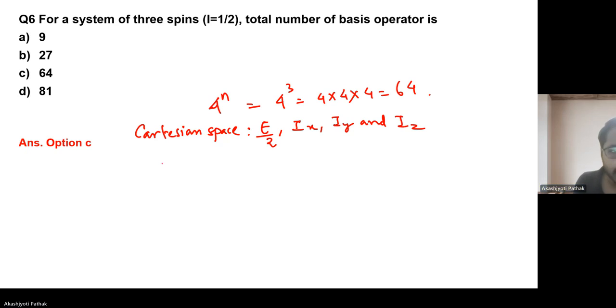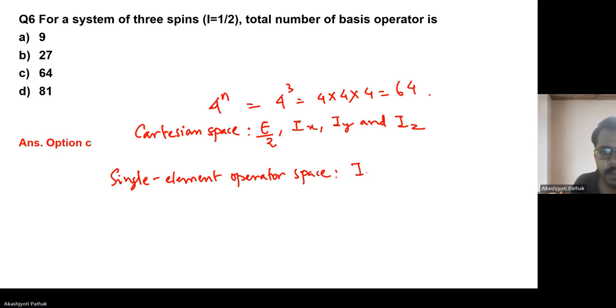Another way of representing this basis operator is the single element operator space. What are the four operators in this space? They are I alpha, I beta, I plus, and I minus.